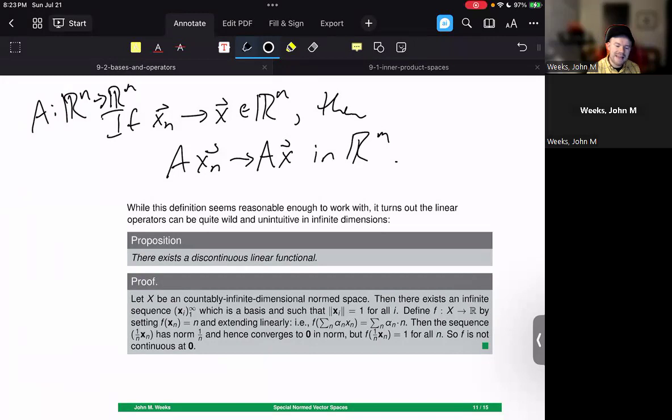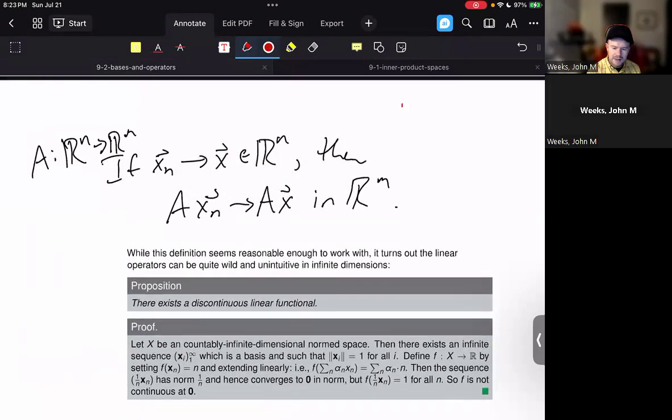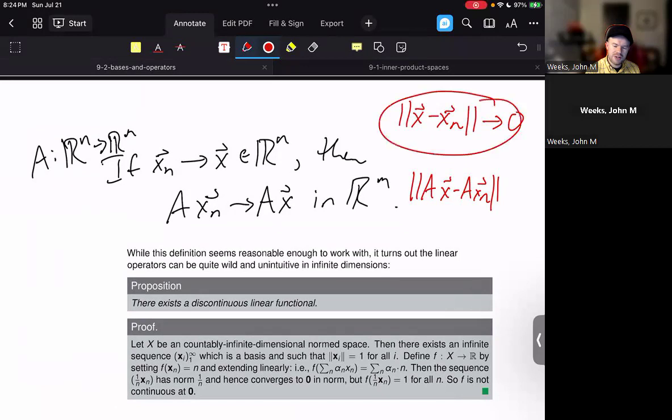A neat way to see that is this. Because we have x_n approaching x inside of R^n, we have that their norm goes towards 0. But what could we say about the corresponding norm of Ax minus A x_n? This norm right here is, we want to claim, also going to be very small. But only knowing this information, it seems difficult to know about what A does.